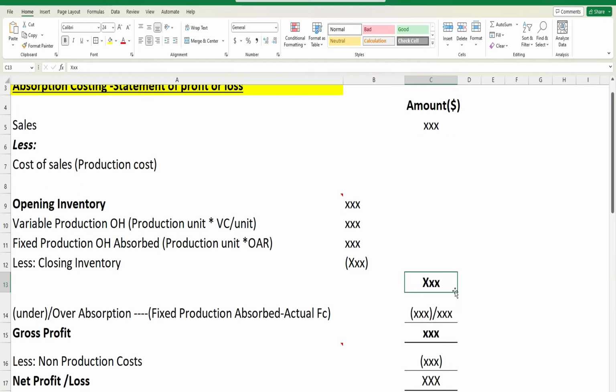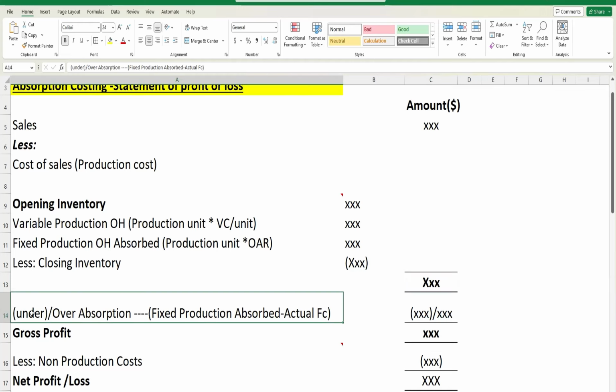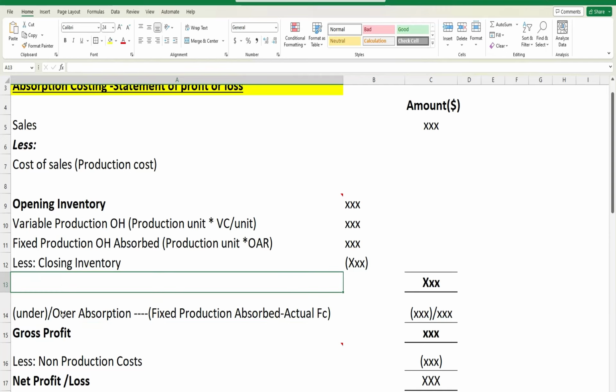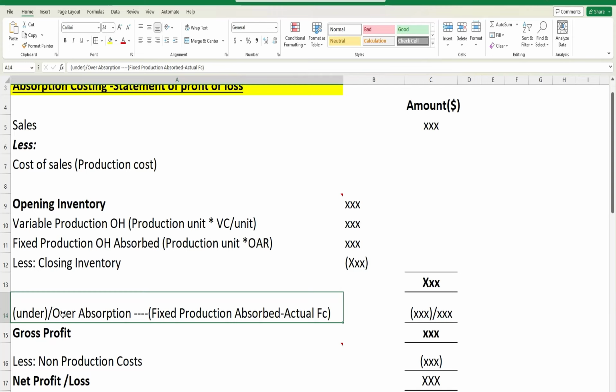After that, we need to adjust for under and over absorption as well. How will we calculate under or over absorption? We take the fixed production overhead absorbed, then deduct the actual fixed cost. In the next video I will do a question, and it will be clearer. One thing I mentioned in the previous video is that in marginal costing there is no under or over absorption, but in absorption costing there is. That's why we need to adjust in case of absorption costing.